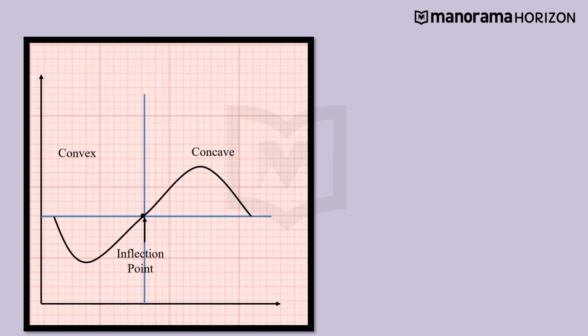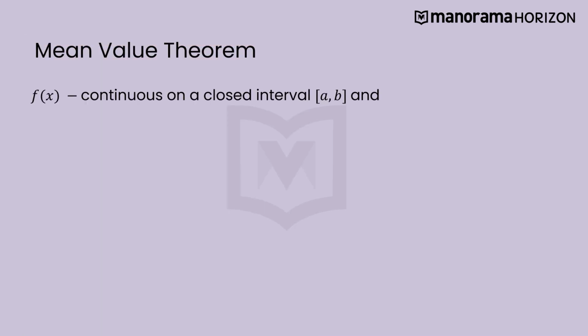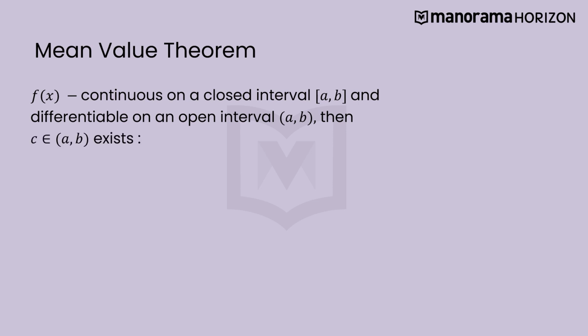Now, let's discuss the first derivative test for increasing and decreasing functions. Before that, let us recall the mean value theorem. If a function f of x is continuous on a closed interval [a, b] and differentiable on an open interval (a, b), then at least one number c in (a, b) exists such that f dash of c is equal to f of b minus f of a, the whole divided by b minus a.